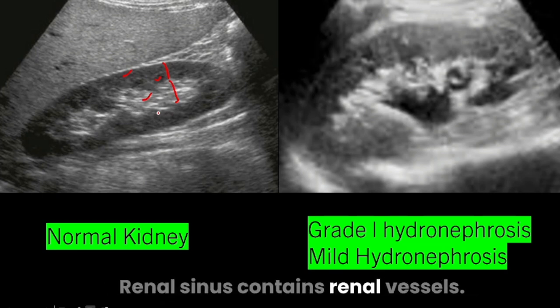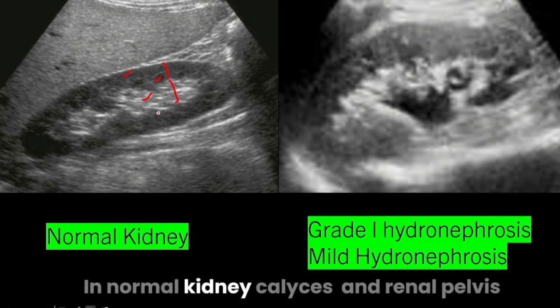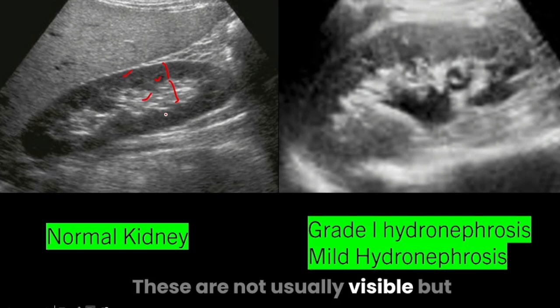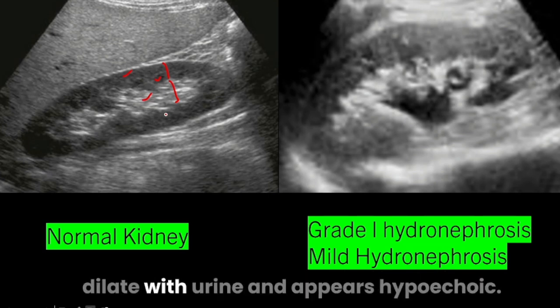Renal sinus contains renal vessels, calyces, and renal pelvis. In a normal kidney, as calyces and renal pelvis are located inside the echogenic renal sinus, these are not usually visible. But in case of hydronephrosis, the renal pelvis dilates with urine and appears hypoechoic.